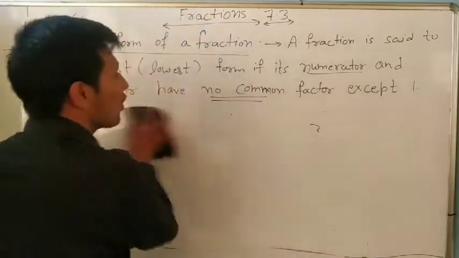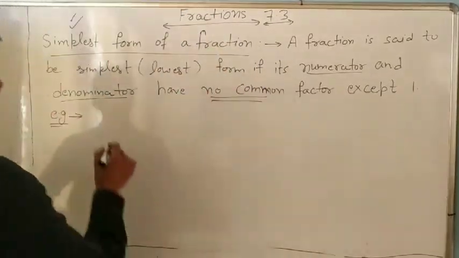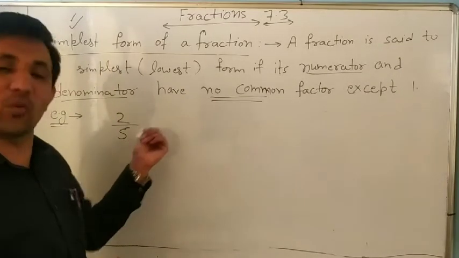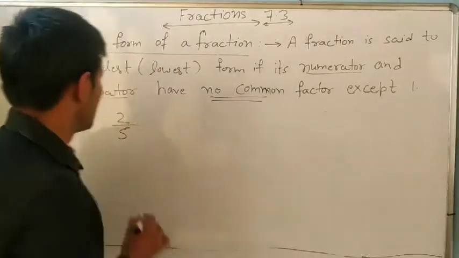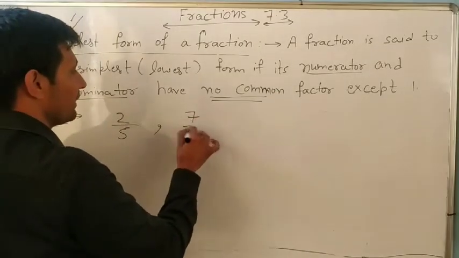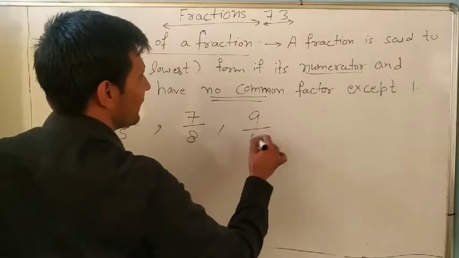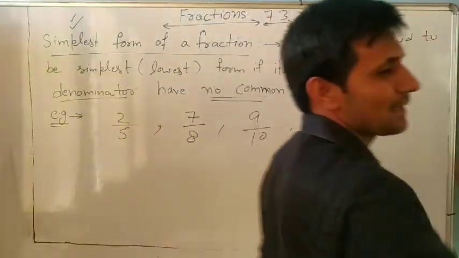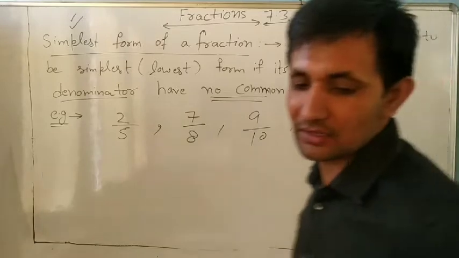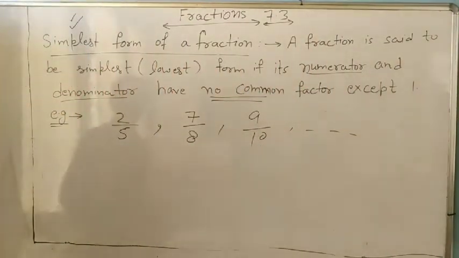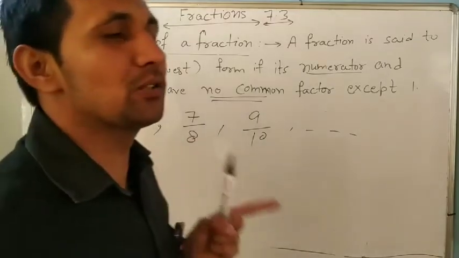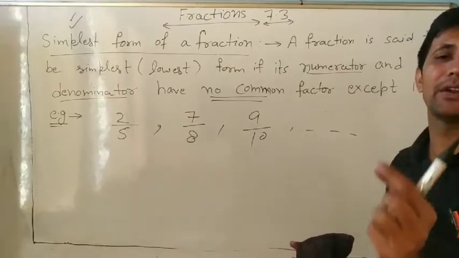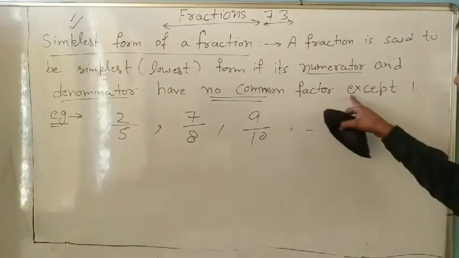So it is called the simplest form. Simplest form means no common factor in the numerator and denominator. Like this example, 2 upon 5. Any common factor between 2 and 5? No, only 1 is a factor. Any other? 7 divided by 8, 9 divided by 10. There is no common factor. So there are infinite examples of simplest form of a fraction. So remember always, the simplest form of a fraction means there is no common factor between the numerator and denominator except 1.